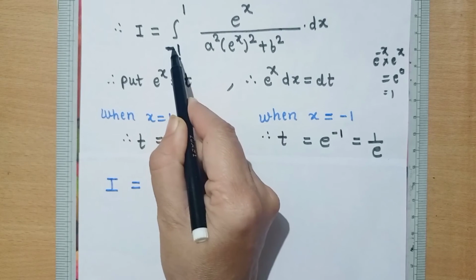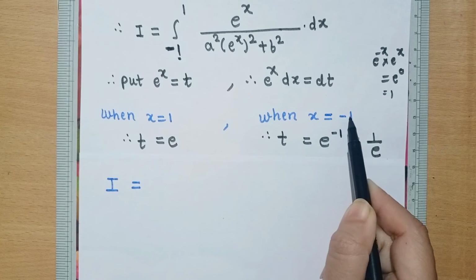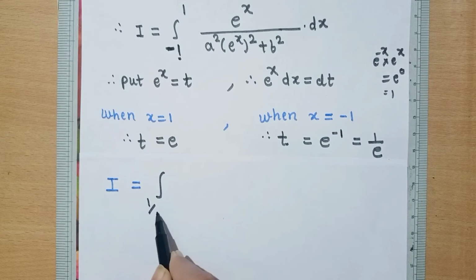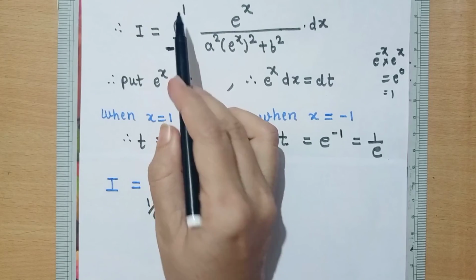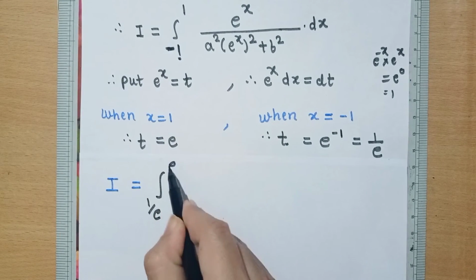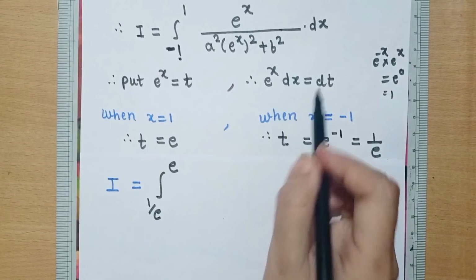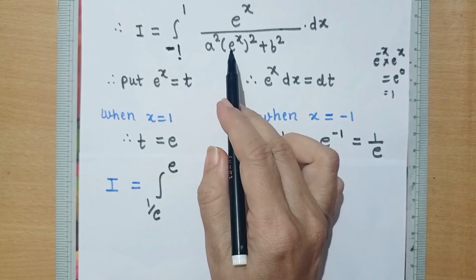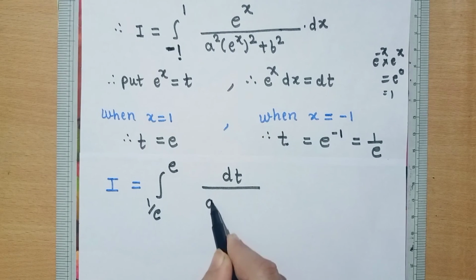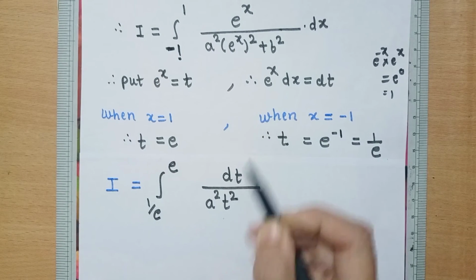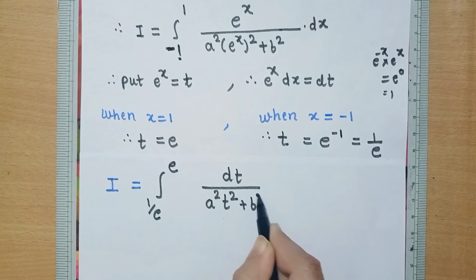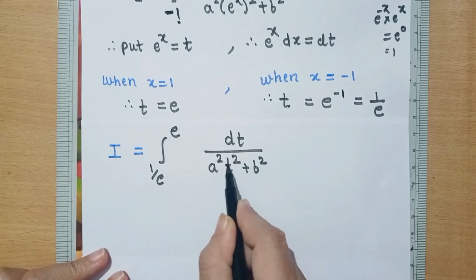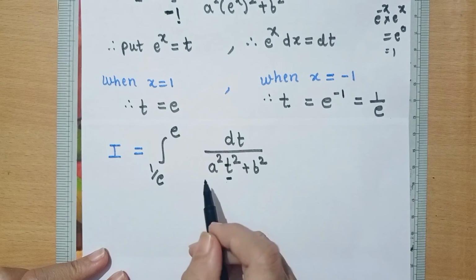Now look here, when x is equal to minus 1, the value of t is 1 upon e. So here we will write 1 upon e, and when x is equal to 1, t is e, and e raised to x dx is dt. Here we will write, and downside a square and e raised to x means t. So here a square t square, and then we will write plus b square. Now again check, this is in the standard form, but we have to make the coefficient of the square term 1.